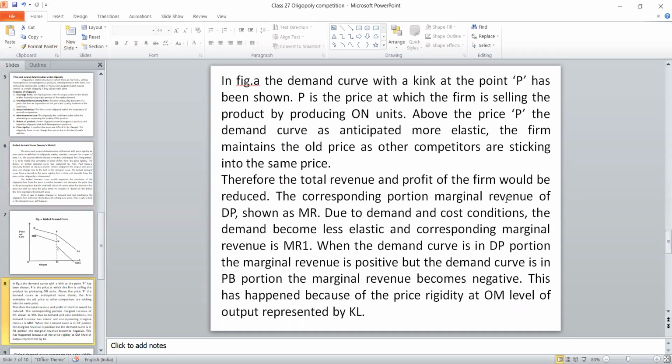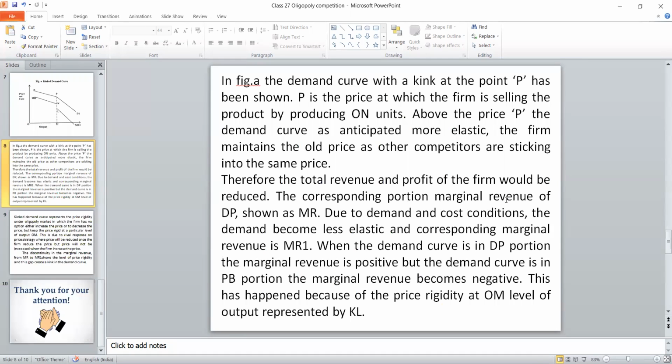This particular question is definite. Suppose if they ask about price rigidity also, the answer is the same. With this, I'm completing the task. I will share this particular PPT complete in your classwork and submit to me. Okay? If you have any doubt, you can ask me.